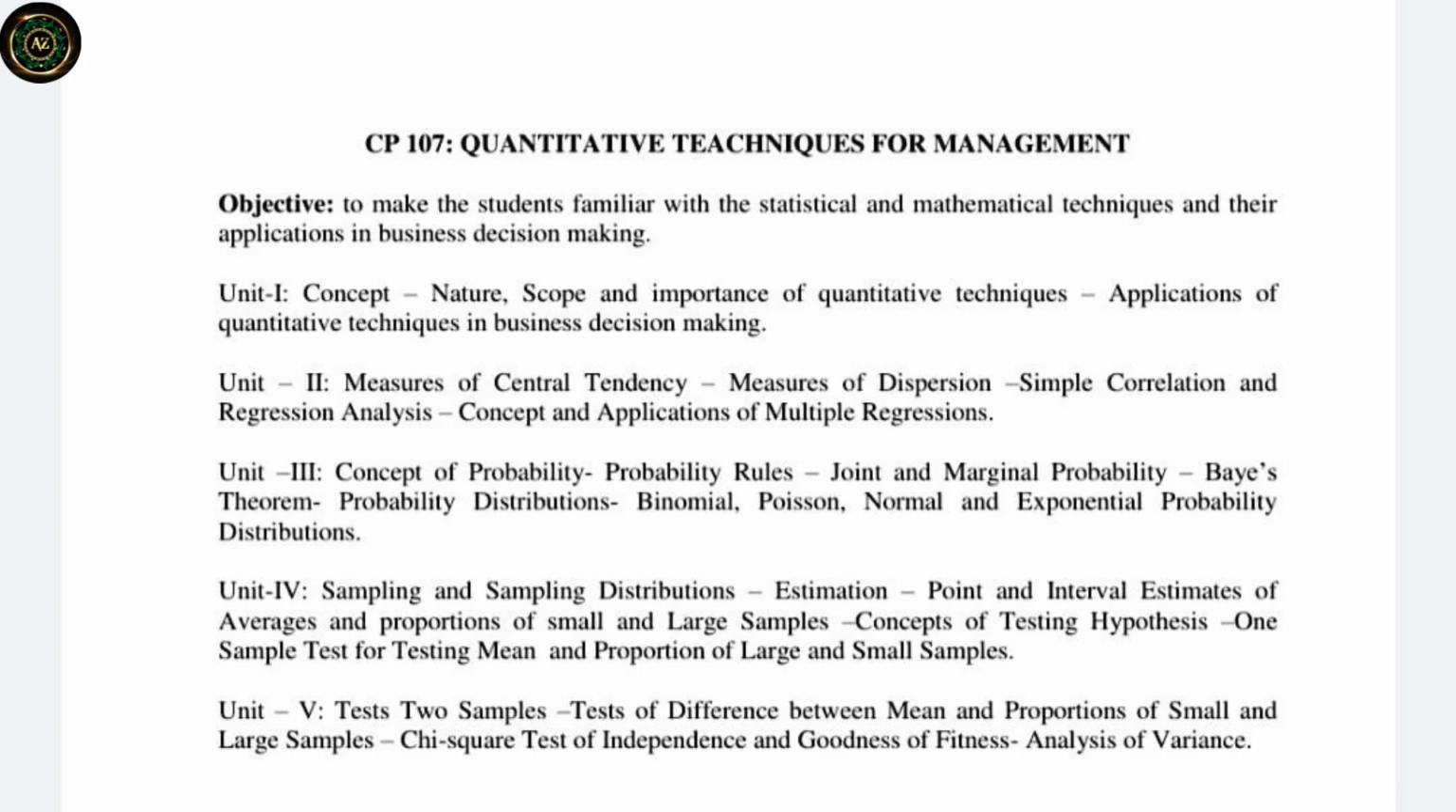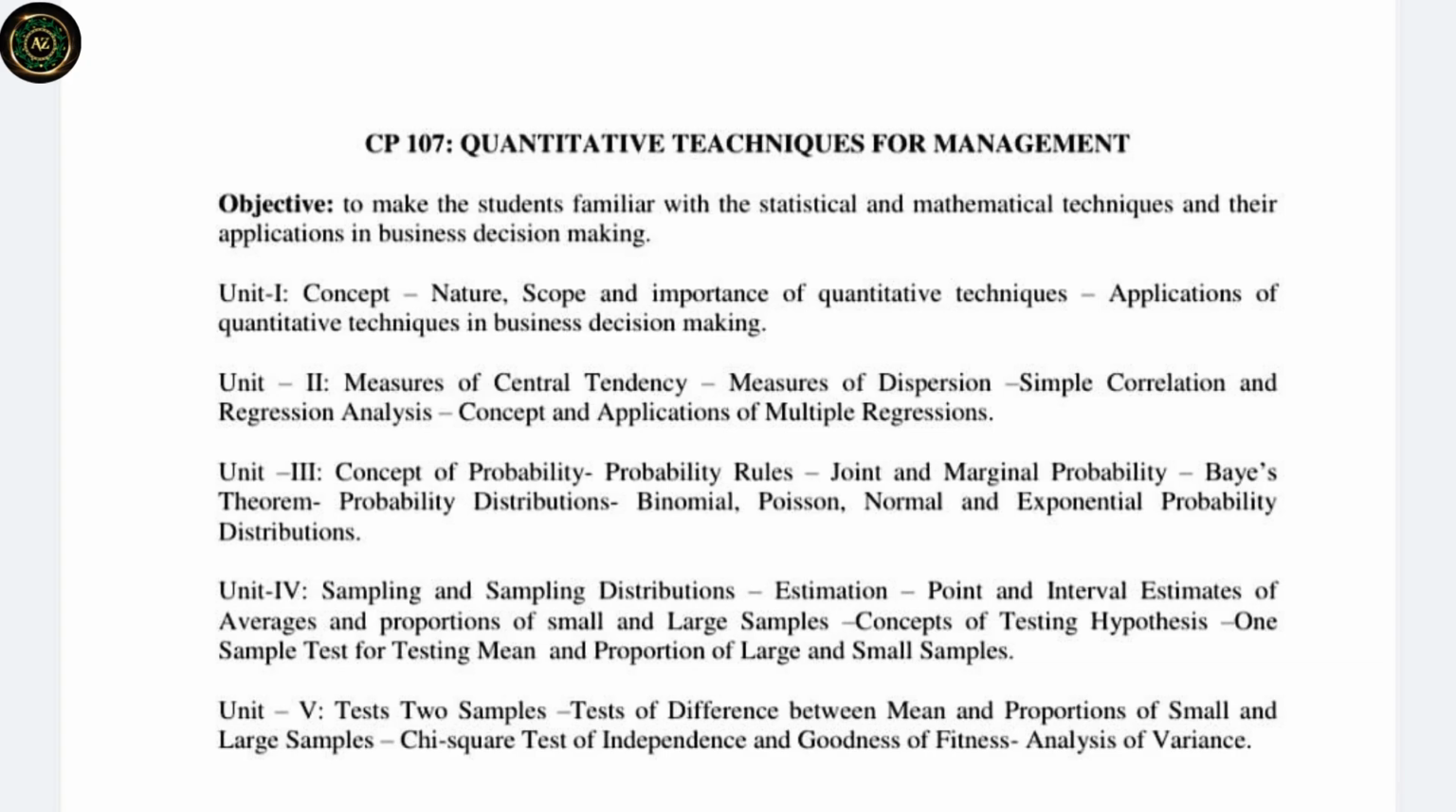Unit 1: Concept, Nature, Scope and Importance of Quantitative Techniques, Applications of Quantitative Techniques in Business Decision-Making. Unit 2: Measures of central tendency, measures of dispersion, simple correlation and regression analysis, concept and applications of multiple regression. Unit 3: Concept of probability, probability rules, joint and marginal probability, Bayes' theorem, probability distributions, binomial, Poisson, normal and exponential probability distributions. Unit 4: Sampling and sampling distributions, estimation, point and interval estimates of averages and proportions of small and large samples, concepts of testing hypothesis.